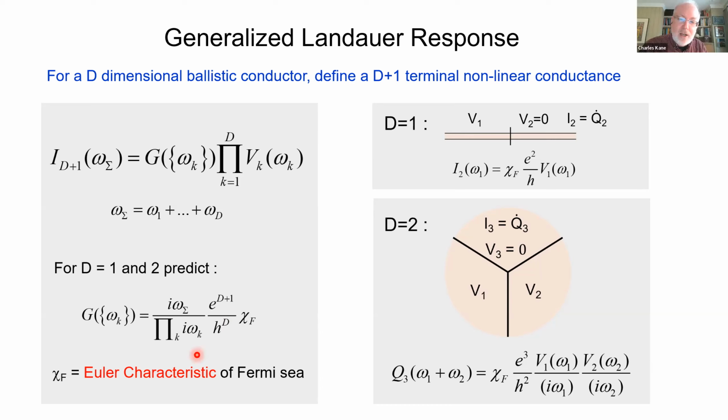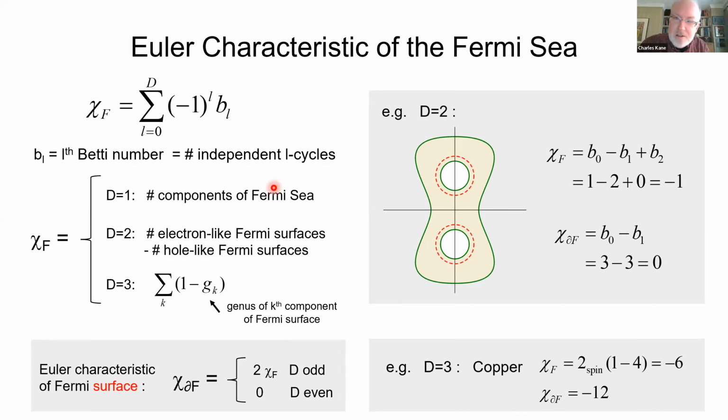So I need to tell you what this Euler characteristic is. The Euler characteristic is a way of topologically classifying the Fermi sea. This is something that one learns about in a topology class. The Euler characteristic is a mathematical index that characterizes any sort of region. One way that one can characterize it is by introducing what are called the Betti numbers. And the Betti numbers basically count the number of independent l-dimensional cycles that you can draw.